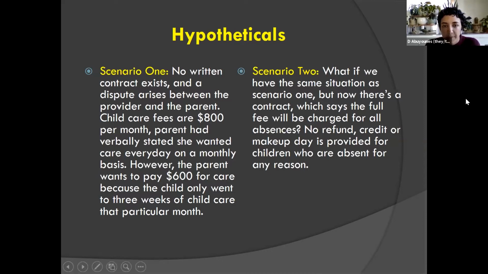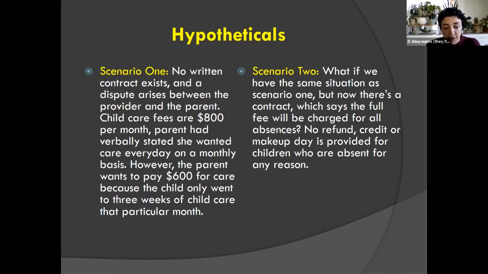In scenario 1, how many of you think the provider is entitled to the full $800 even though there's no contract and the child got care only for 3 weeks out of 4? If you think that the provider is owed the full amount, maybe you can type in the chat that you agree that in scenario 1, the provider is owed the full $800. And then in scenario 2, how many of you think the provider is entitled to the full $800? So it looks like folks are saying they agree for scenario 2 that the provider is owed the full $800.